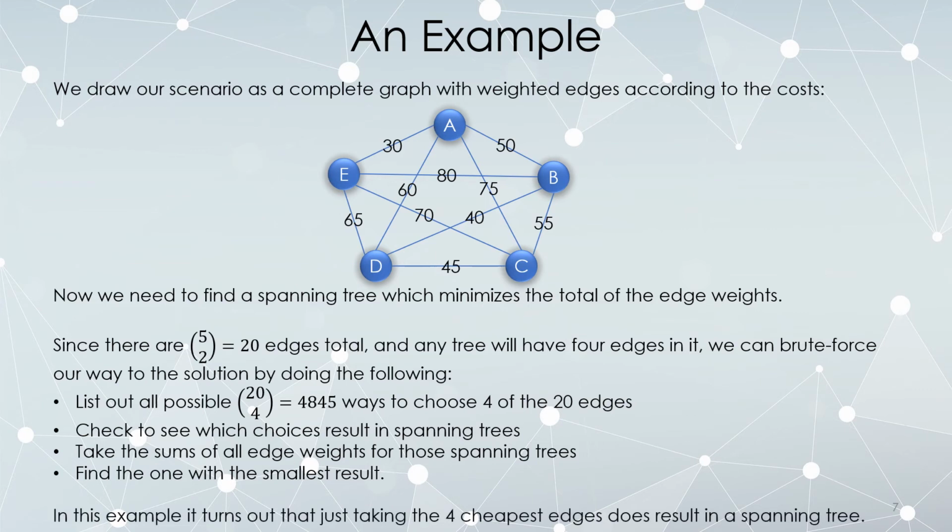In this example, it turns out that just taking the 4 cheapest edges actually results in a spanning tree. If I just keep the 30, the 40, the 50, and the 45, the 4 cheapest edges in here, that will actually be a tree. And since they're the 4 cheapest edges, that must be the cheapest possible spanning tree. So if I keep those, we actually have a spanning tree. All of the vertices are connected, and since they're the cheapest 4 edges, that's the cheapest way to do that. That's not always going to be the way to find the solution, of course.